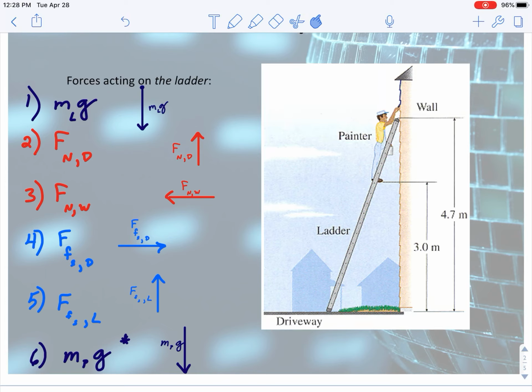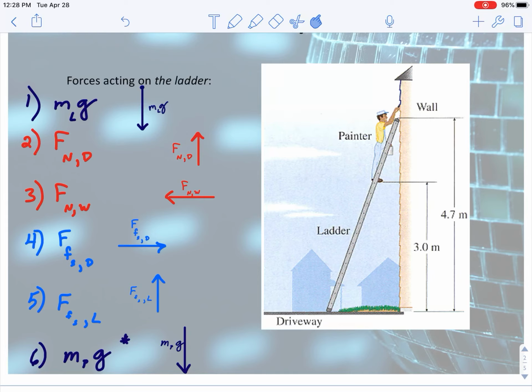Next, we look at normal forces. There are going to be 2 normal forces acting on the ladder in this case. The first one is going to be the normal force that is pushing the ladder up that is done by the driveway. I have designated this normal force as F subscript n comma d for driveway. That force is pointed straight up as shown to the left.